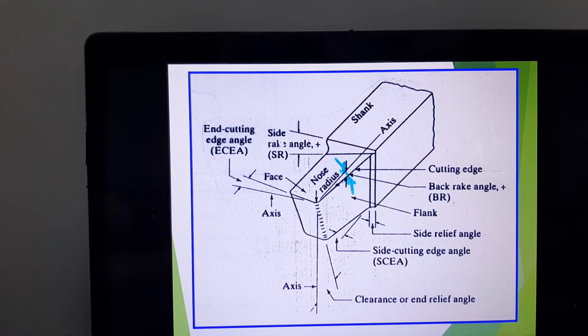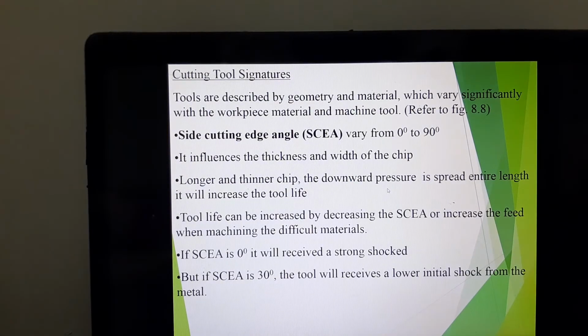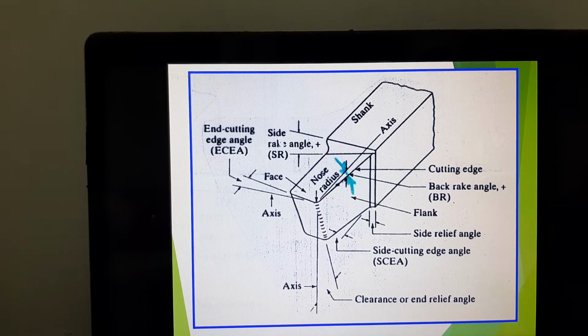Okay, so let's see what is the contribution of these cutting tool angles to the cutting process itself. I would pick 3 major cutting tool signatures. For the first one, side cutting edge angle. Side cutting edge angle, if you look at the slide here, is over here. Side cutting edge angle basically varies between 0 to 90 degrees. What does it determine? It determines the chip thickness that you are going to generate.